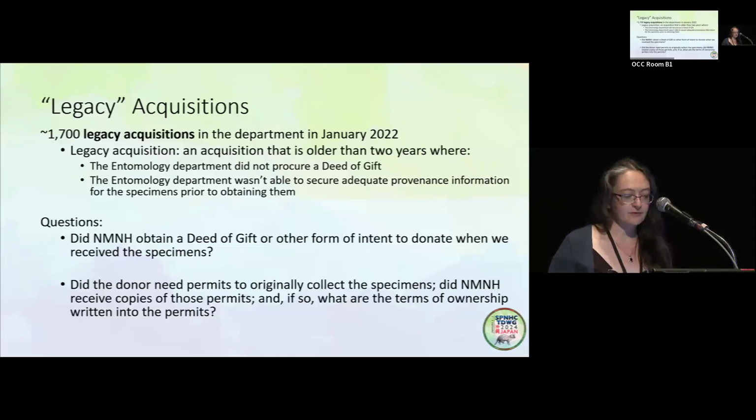And there are 2 key problems. The first is whether or not we have that deed of gift. The second is whether or not we have the permits, whether or not permits were needed, and what the permits actually say.